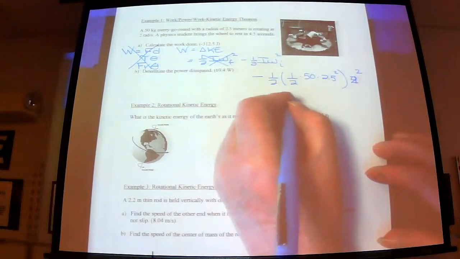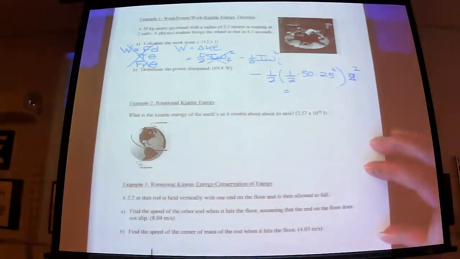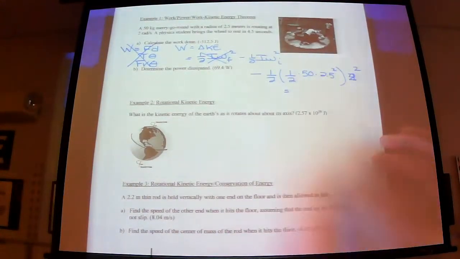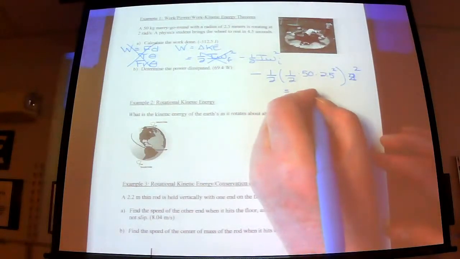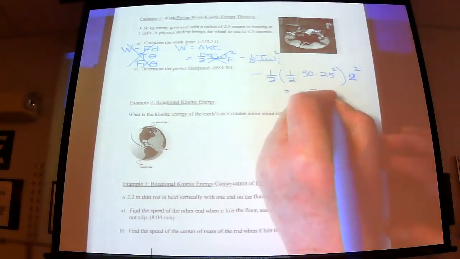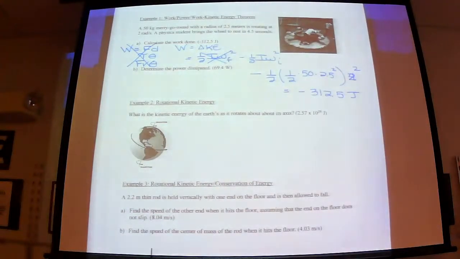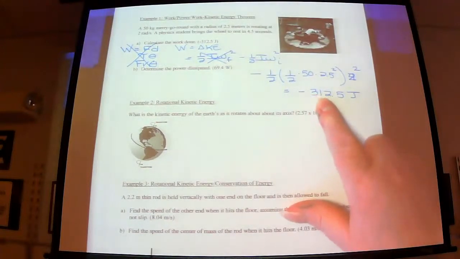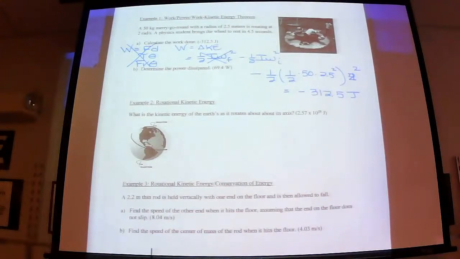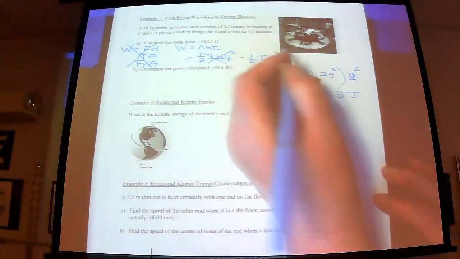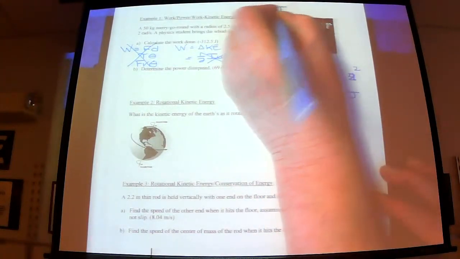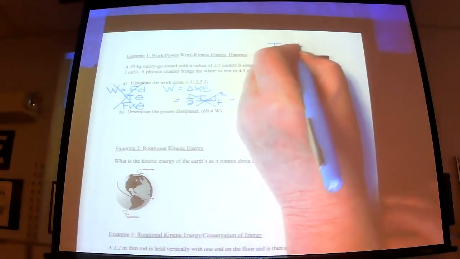And then I number crunch all that. Blah, blah, blah. And you know what? I just did it during lunch. 312.5 joules. So somebody stopped the merry-go-round and they spent this many joules. I should write in the I, 1/2 M R squared.